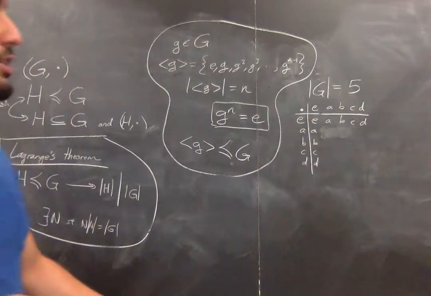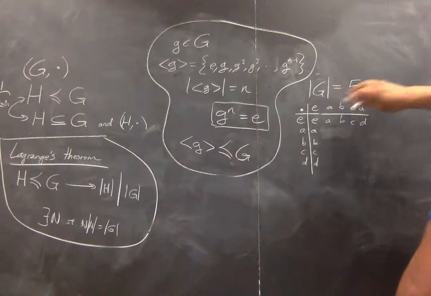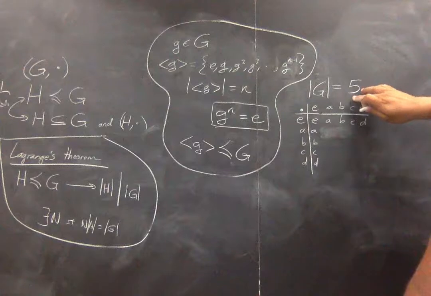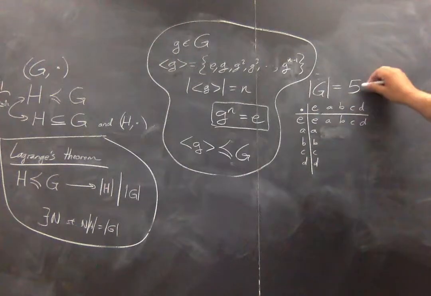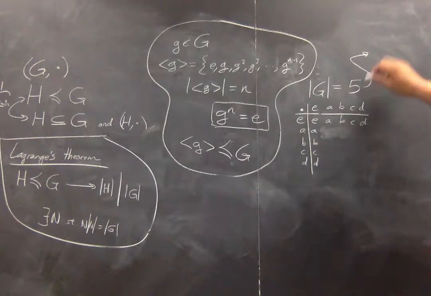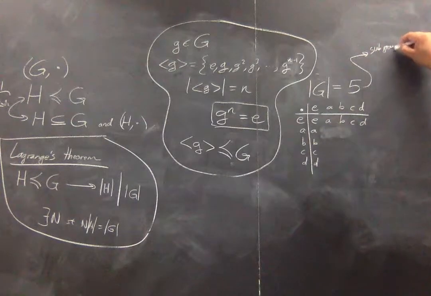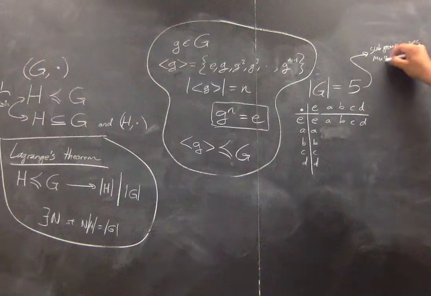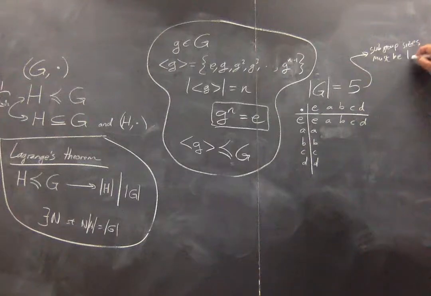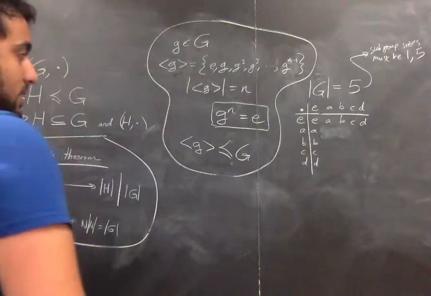But now let's apply Lagrange's theorem. According to Lagrange's theorem, any subgroup of G must have size either 1 or 5, right? Because they have to have a size that divides 5. 5 is a prime number. So I'll just say subgroup sizes must be 1 or 5. All right, we can't have subgroups of size 2, can't have subgroups of size 3, can't have subgroups of size 4.